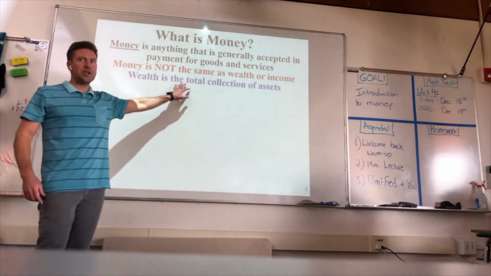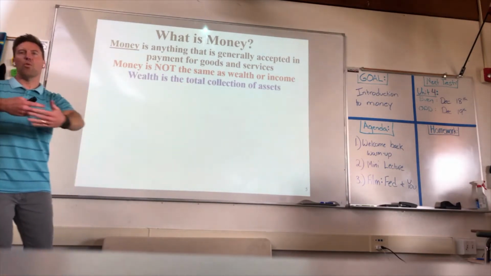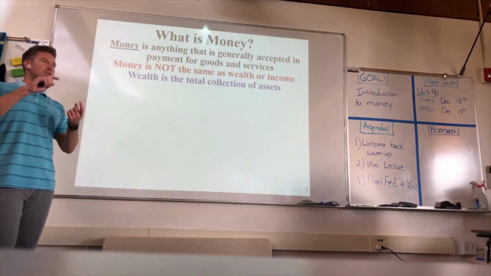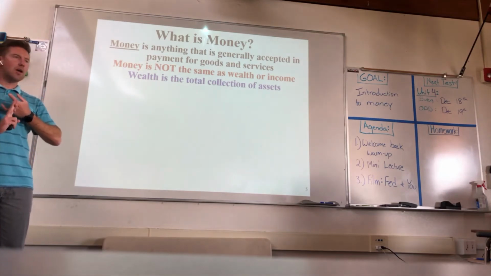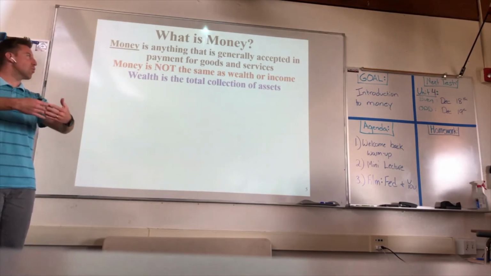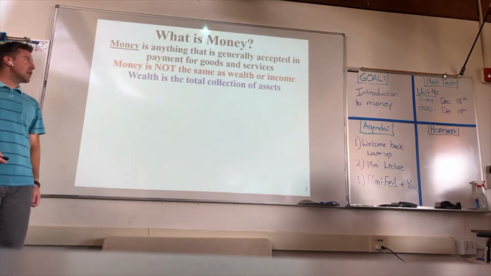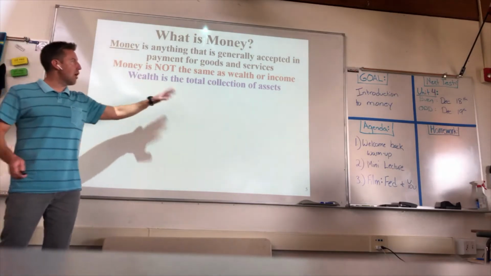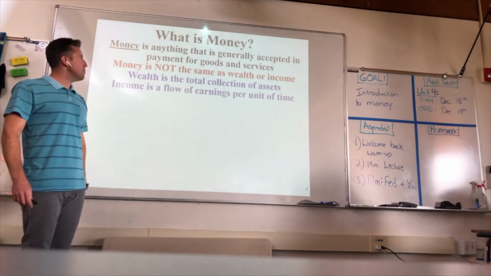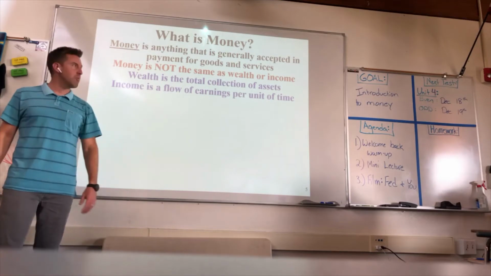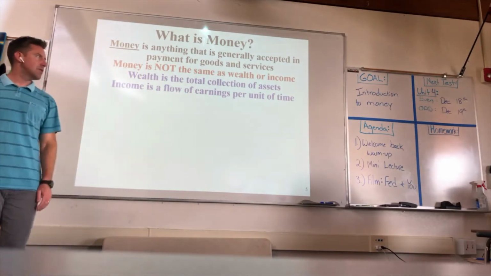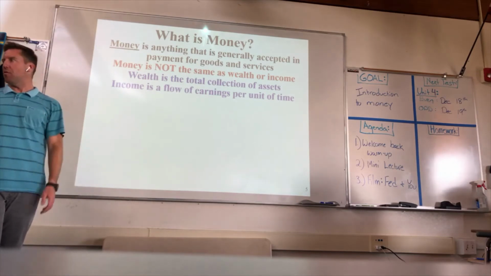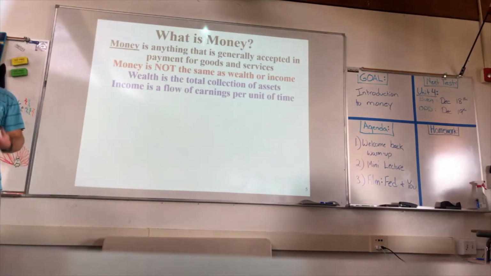Wealth is a collection of assets. All of your wealth might be what you have in your home, your car, if you have precious metals, your collection of all your wealth. It can be represented through money, but wealth is everything you have. What is income? Income is paid in the form of money, but income is the flow of earnings per unit of time. We just accept it in the form of money because then we can buy goods and services with it.